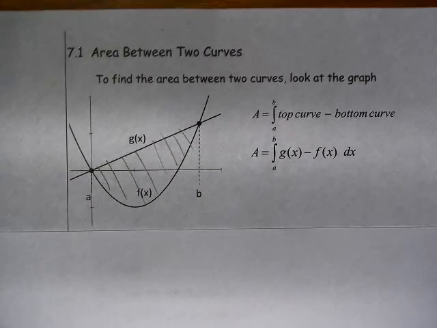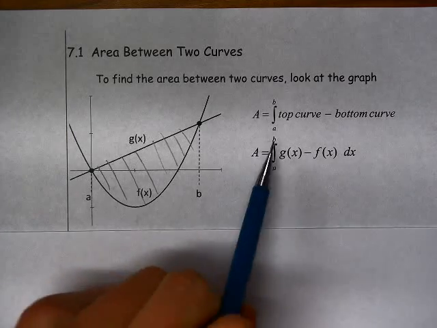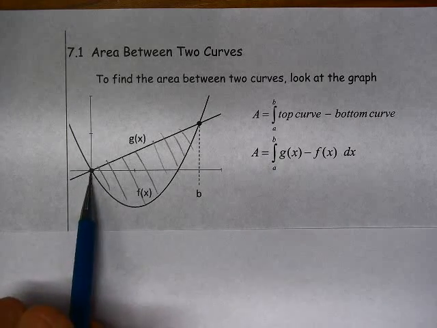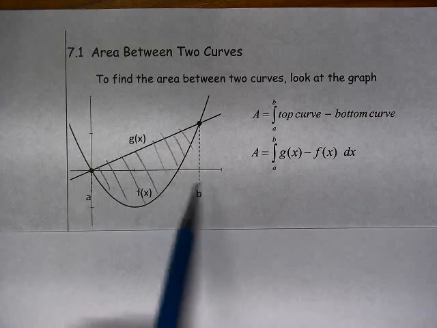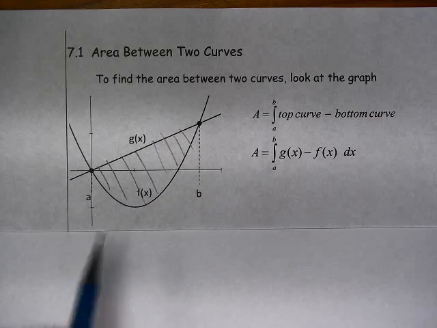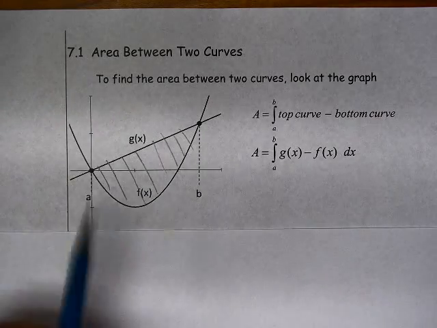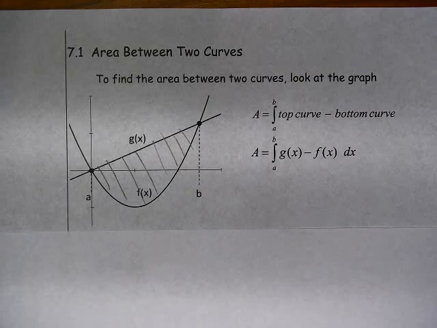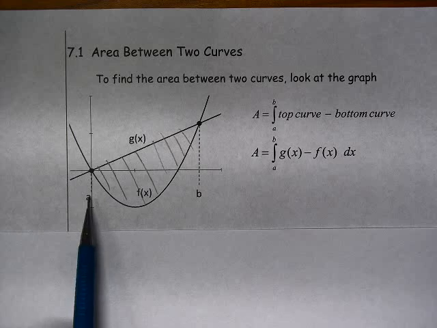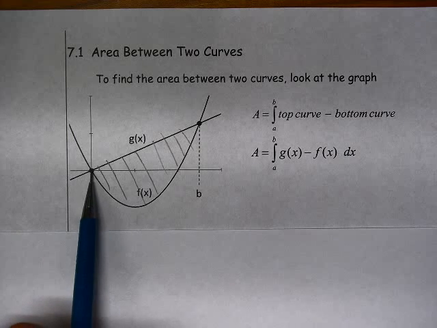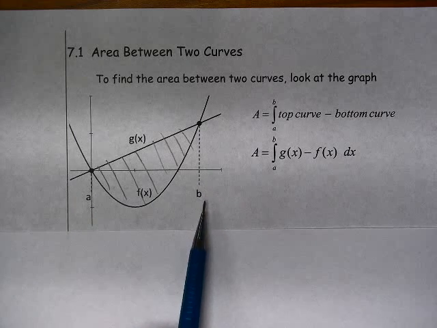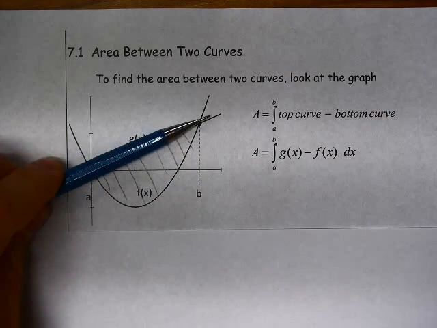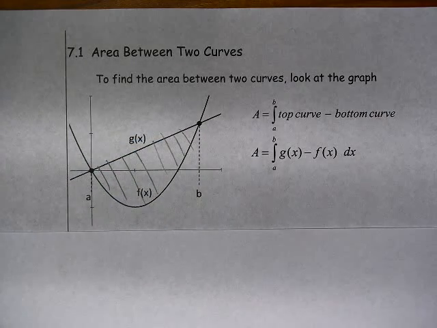between these two curves, we need to integrate from one x value to the other, and we need to pay attention to what x values bound or delineate this area. In this case, it's the intersections of these two graphs. So we want to integrate from the x value of a to the x value of b, and we want to do the top curve minus the bottom curve.